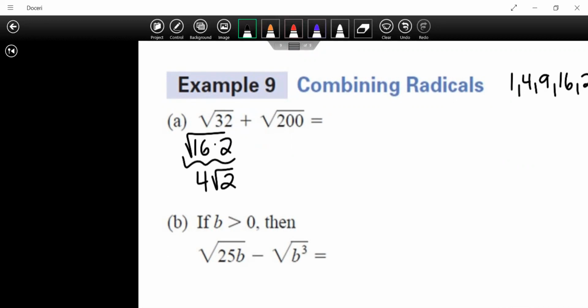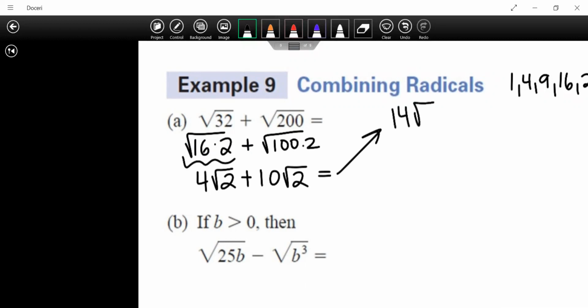The next one we want to be able to do is 200. We want to find the biggest number that we can multiply to get 200, which would be what? 100 and 2. Loving it. Loving you guys. You guys are doing awesome. 100 and 2. Can I just write 10 root 2? Perfect. Now, because they're ending in the same root power, what can we just do with them? Add them directly. Okay? We can just add them directly, so this would be 14 root 2.